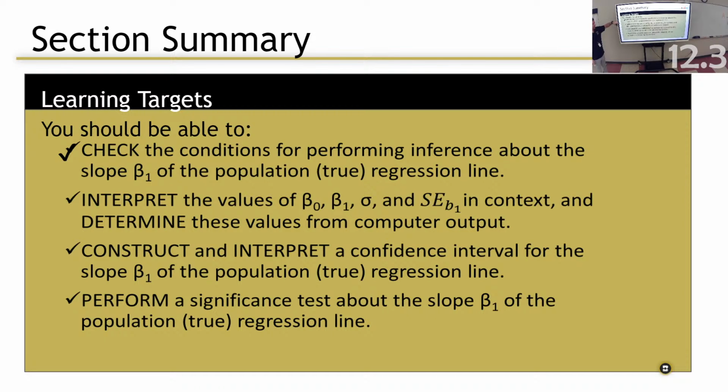For homework, you'll need to know how to check the conditions, but that's it. Interpret the values of b sub 0, b sub 1, sigma, and SE sub b. You don't need to know that for the test. Construct and interpret a confidence interval for the slope of the population true regression line. That you'll need to know from a computerized printout. Perform a significance test. You'll have to know how to do that from a computerized printout. I'm going to give you a computerized printout, if I'd even give you one at all.